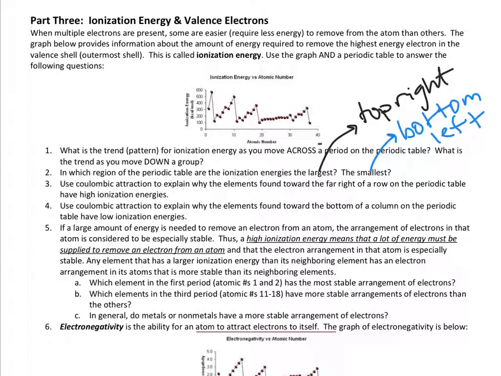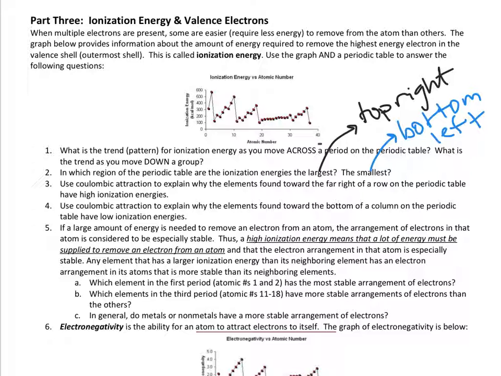Okay, so now we've got to figure out why. Because the whole purpose of science is to figure out why and how things work. So why is the top right the most attractive? Why does the top right have the most energy, and why does the bottom left have the least energy? Well, we can use our knowledge of Coulombic attraction to explain.